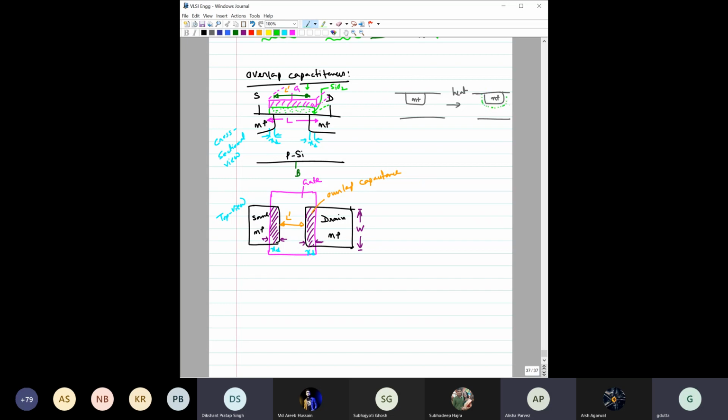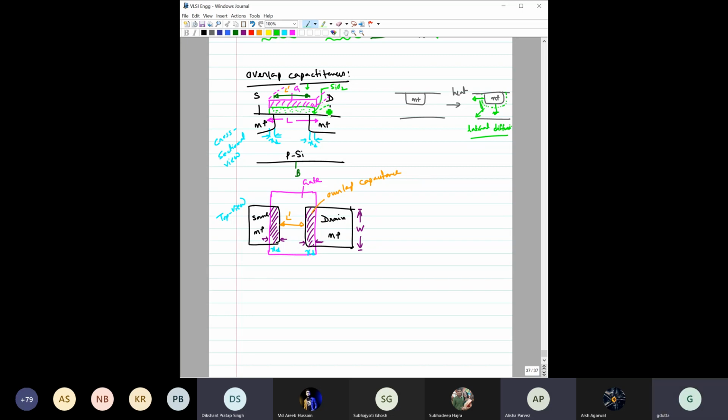Say this is the earlier dopant profile, but after heating, the dopant profile will be somewhat like this. This is called the lateral diffusion. Similarly, there is one diffusion along this side, right? So this is what I am referring to as lateral diffusion. Due to the lateral diffusion, this N plus region will come under this gate.